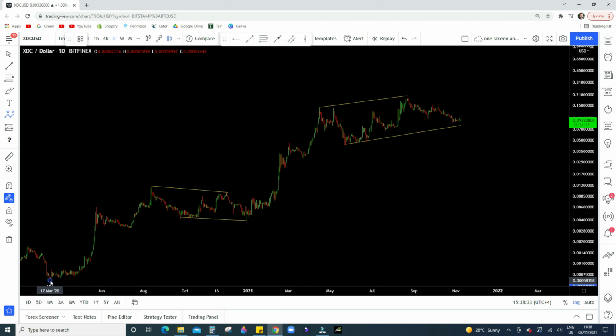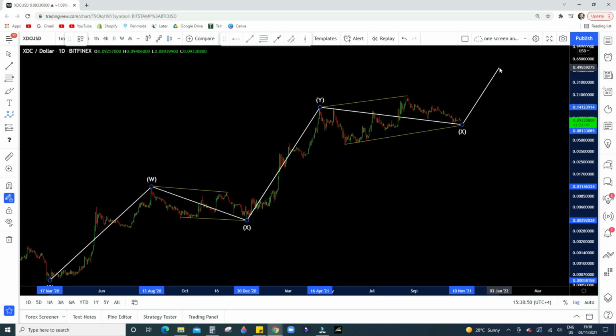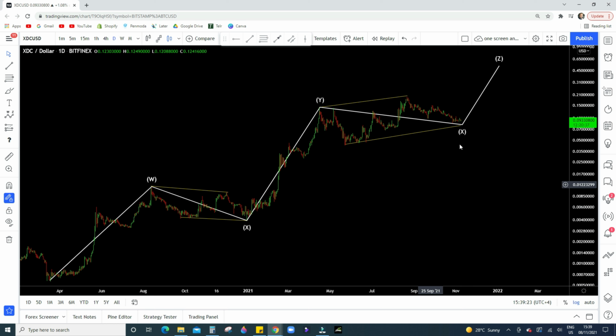This is where the uptrend started when we had the initial impulse, and then we had the first correction, we had the second impulse, and then we had the second correction. And as said earlier, at some point over here we're going to get a last wave towards the top from this point. And when this happens, the overall structure will be complete for XDC, and then we'll start our reversal from the top towards the downside on the long-term cycle.